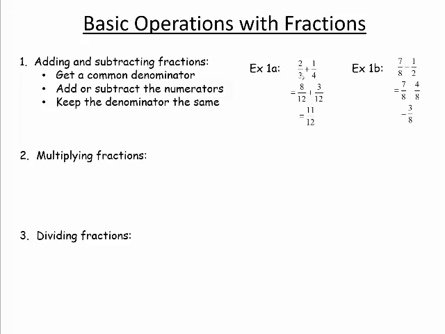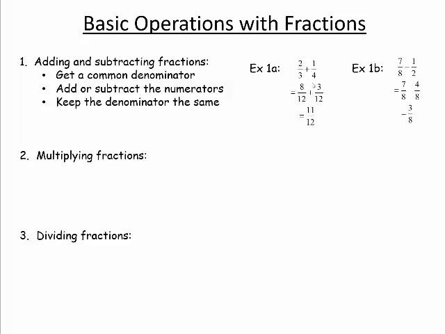So you look at the numbers 3 and 4, and what you're looking for is the least common multiple. What number do both 3 and 4 divide into equally? What's the smallest number they both divide into equally? Well, that would be the number 12. To turn the 3 into a 12, you multiply it by 4. Whatever I multiply the bottom by, I multiply the top by the same number.